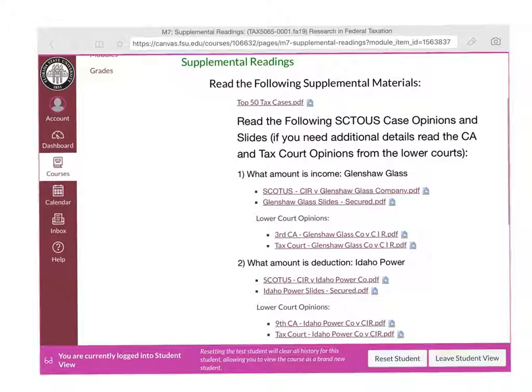But again, really what you want to study is the top 50 tax cases, and I'll post tonight a YouTube video for the top 50 tax cases. You can go through them.